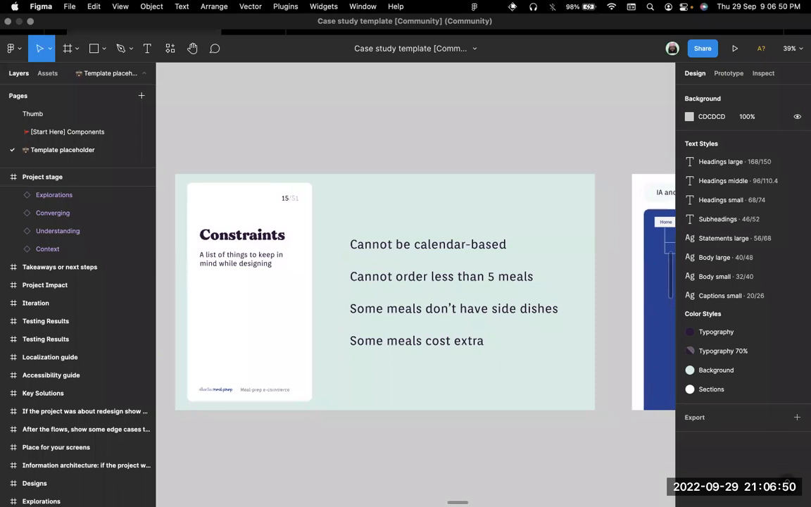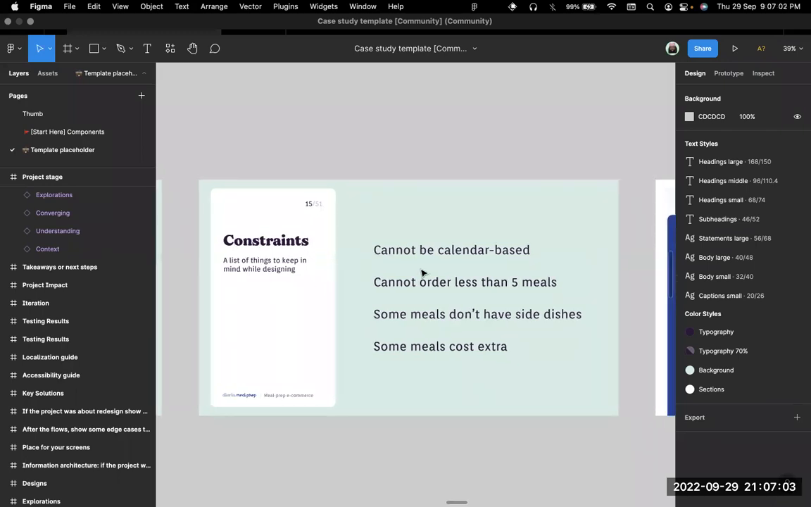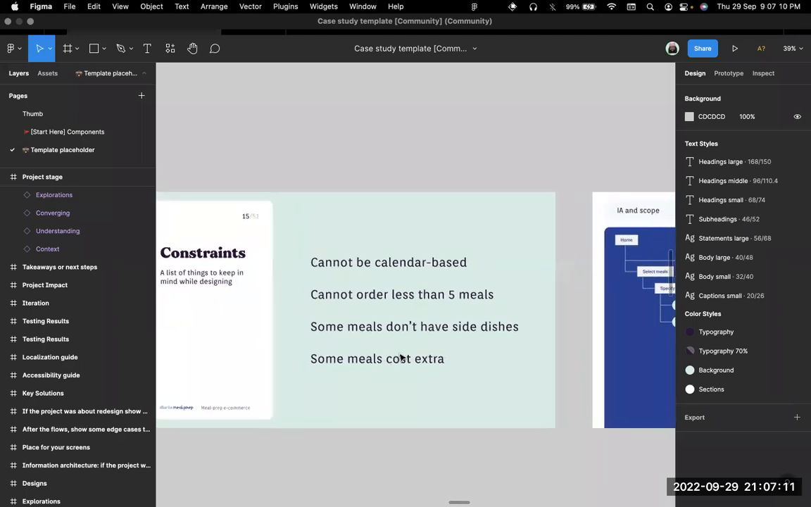ensuring that the quality is also there. I mean, it's looking good, and at the same time fits the page and is not looking bad in any way, right? So you have to take a look at the constraints. So cannot be calendar based, cannot order less than 5 meals. Some meals don't have side dishes, and some meals have extra costs.